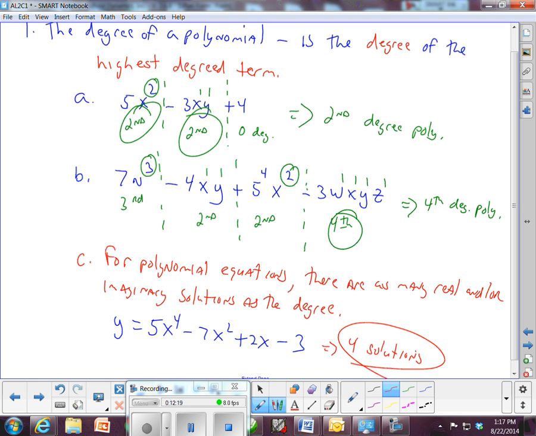Now, sometimes those solutions are the same number twice, three times, even four times. And again, sometimes they're real numbers, sometimes they're imaginary numbers. We'll get into this a little bit later on, but just a quick refresher.